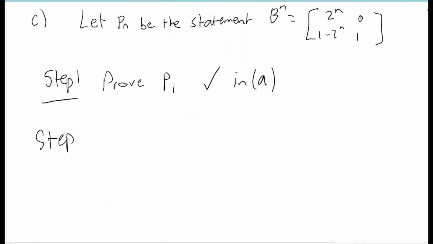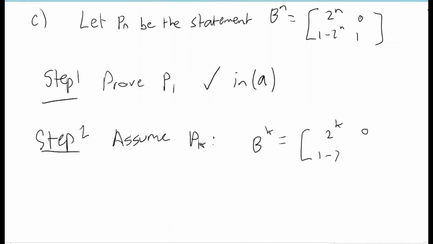Step 2, assume Pk. So assume that B to the k is [2 to the k, 0; 1 take 2 to the k, 1]. And again, that's just rewriting what our n thing was, but with k. So we're going to label that as star.